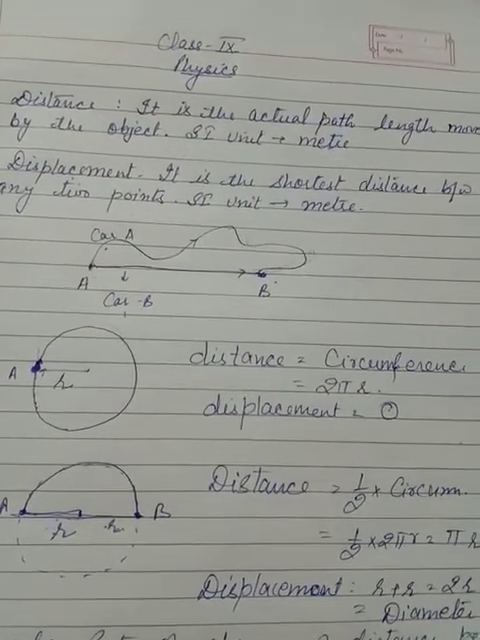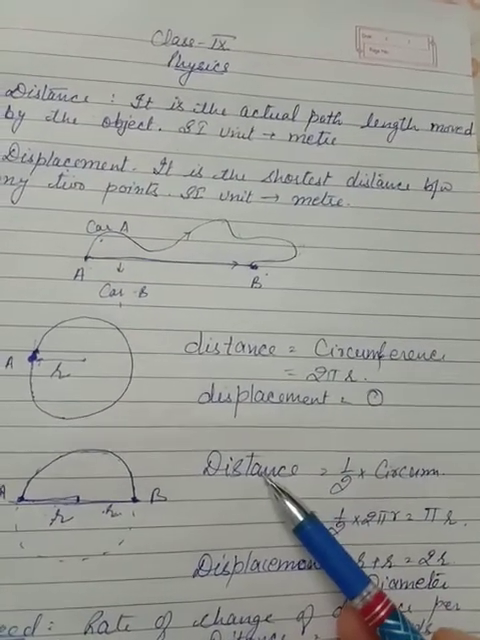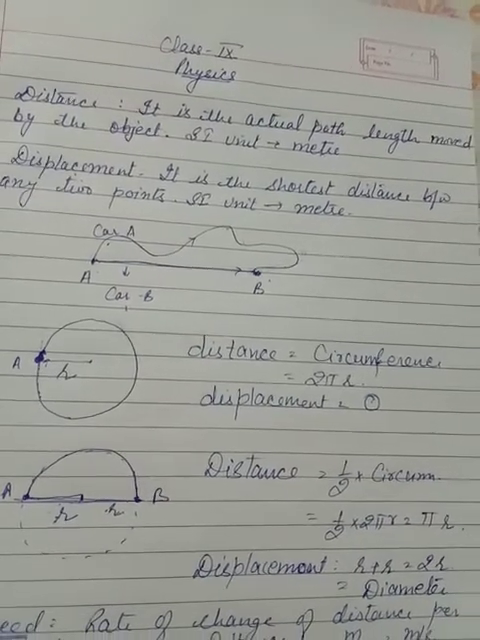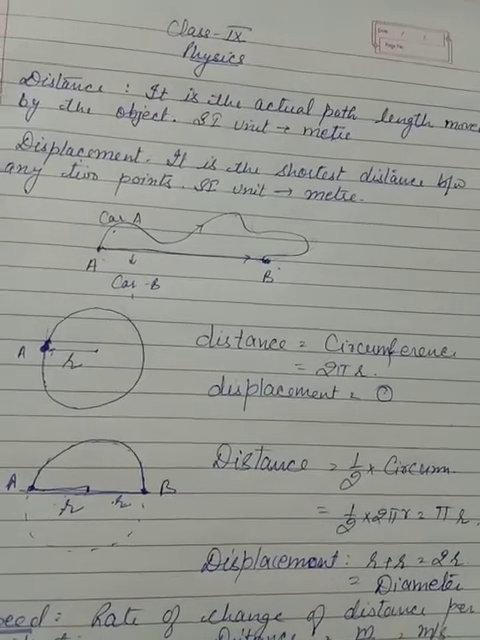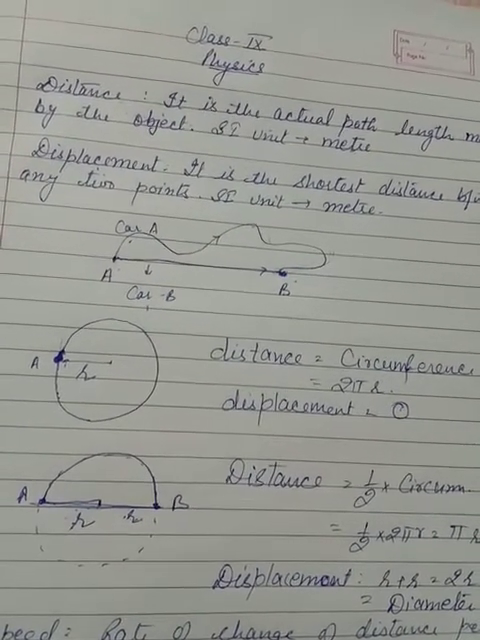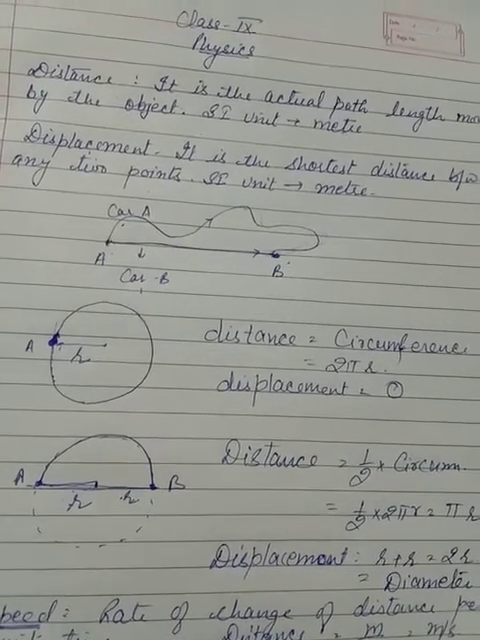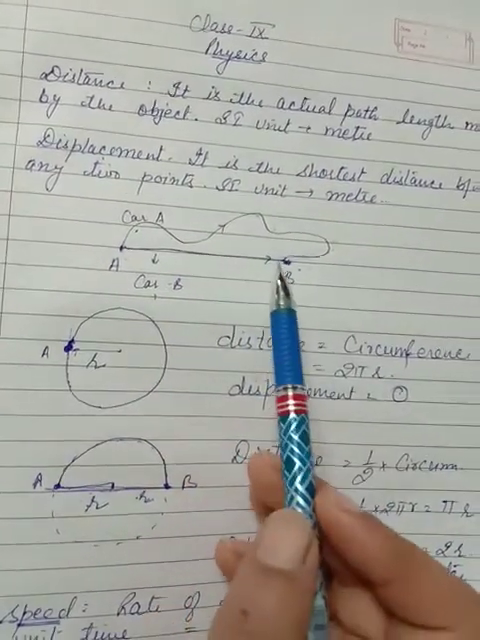And dear children, one more thing: distance is a scalar quantity while displacement is a vector quantity. Scalar quantity means it does not require direction for its specification, it needs only magnitude. And displacement is a vector quantity, which means we will specify the direction of movement also, like from A to B, or from B to A.